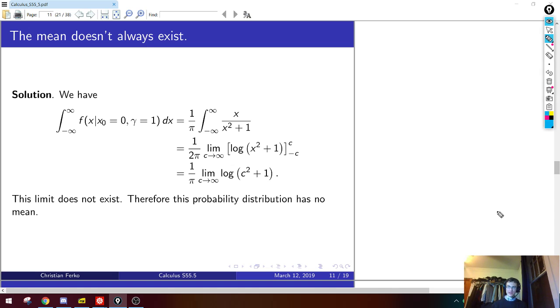But, okay, good. So is it clear why the integral which would define the expectation value for this guy actually doesn't exist? Yes. Good. Other thoughts on Cauchy? Nope. Okay. Good. More stuff.